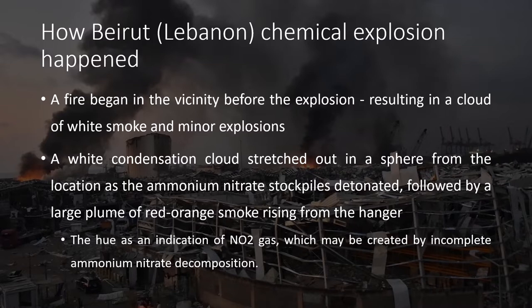smoke and minor explosions. A white condensation cloud stretched out in a sphere from the location as the ammonium nitrate stockpiles detonated, followed by the large plume of red-orange smoke rising from the hangar. Several chemists on Twitter recognized the hue as an indication of nitrogen dioxide gases, which may be created by incomplete ammonium nitrate decomposition. Others based their estimate on video footage, estimating the detonation velocity of the explosion to be around 3,000 meters per second, which is also consistent with an ammonium nitrate explosion.